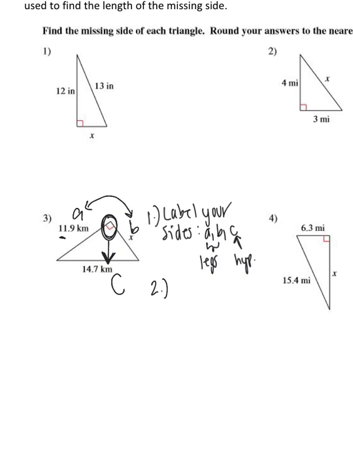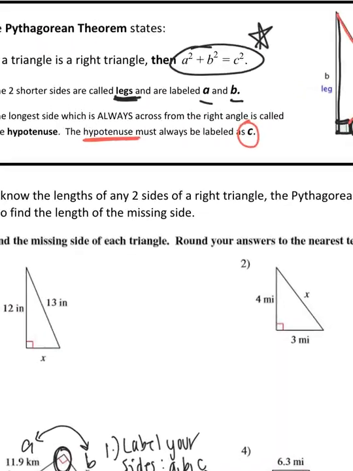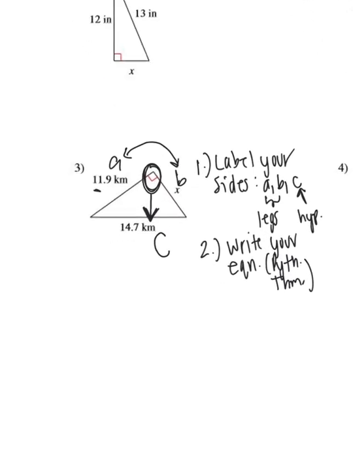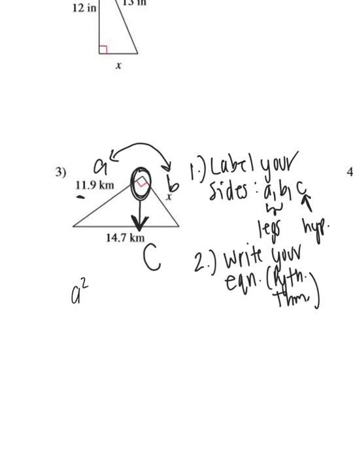Step 2 is to write your equation. What I mean by that is write the Pythagorean Theorem. Remember, you can check back up here if you forget. You guys will have this memorized in no time, I promise. The equation is a squared plus b squared equals c squared. And then step 3 is to plug your values in.